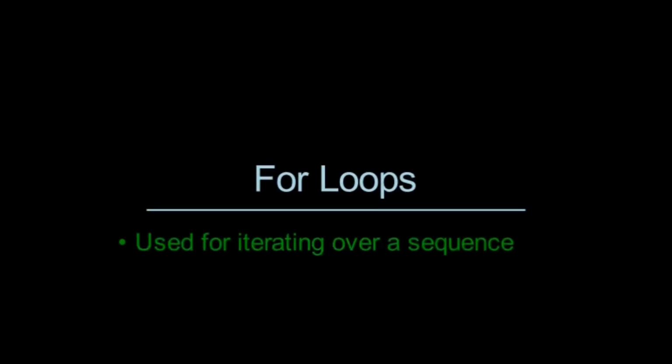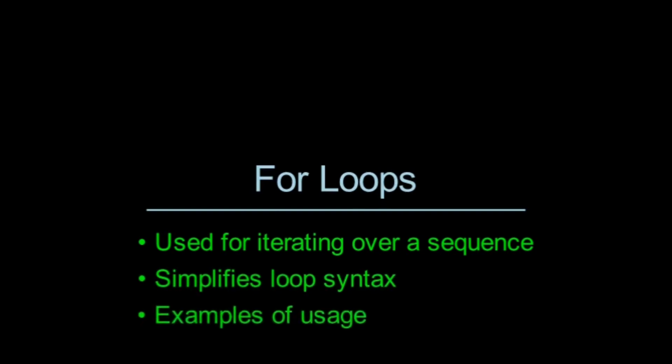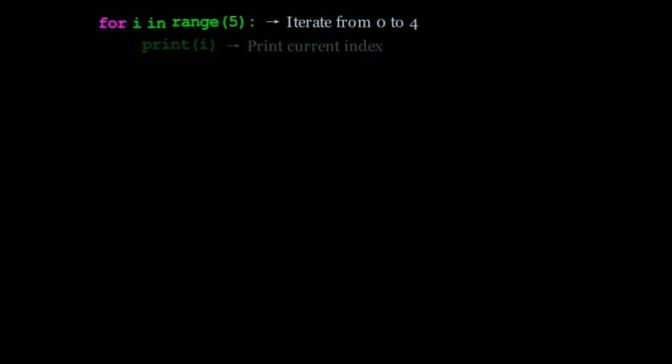For loops are designed specifically for iterating over sequences like lists, strings, or ranges of numbers. They provide a clean, simple syntax that makes working with collections intuitive. In our example, we use the range function to create a sequence of numbers from 0 to 4. The for loop automatically assigns each value to the variable i and executes the intended code block for each iteration.